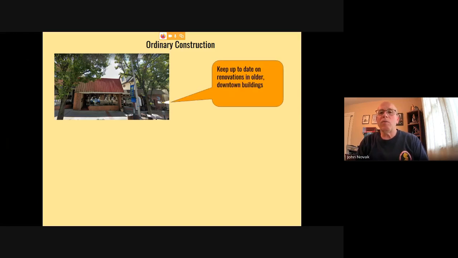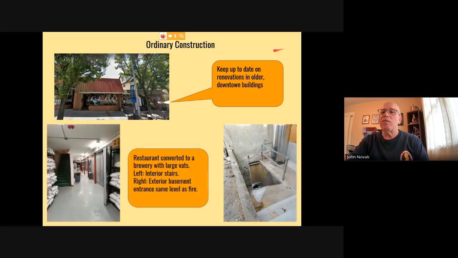So as you're walking through or driving through your downtown area, if you have an older downtown area, an older downtown Main Street USA, keep up to date on renovations in the older downtown businesses. One of the issues with this type of construction and the older construction over the years, they're constantly being renovated, altered. You're going to find multiple ceilings, drop ceilings, and above the drop ceilings, you may find another ceiling, and above that ceiling, you may find the original ceiling.